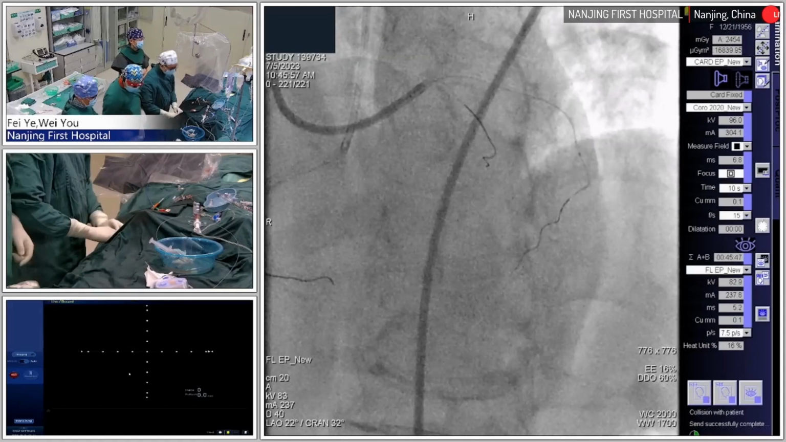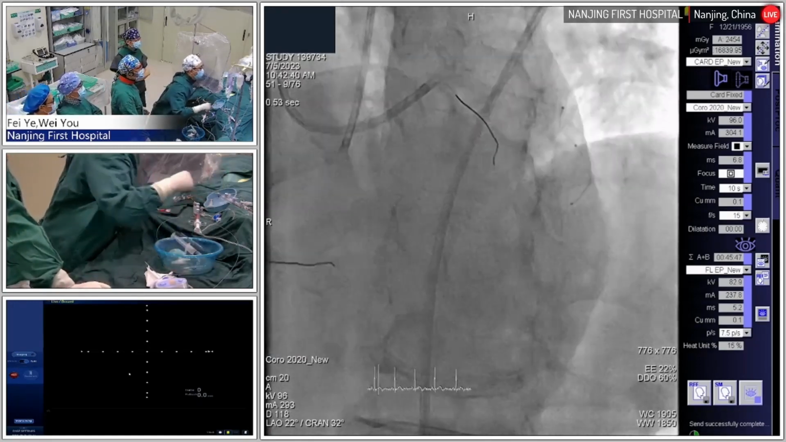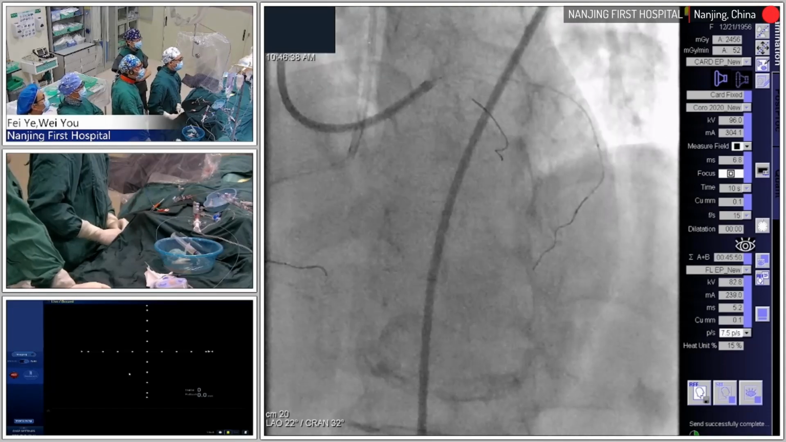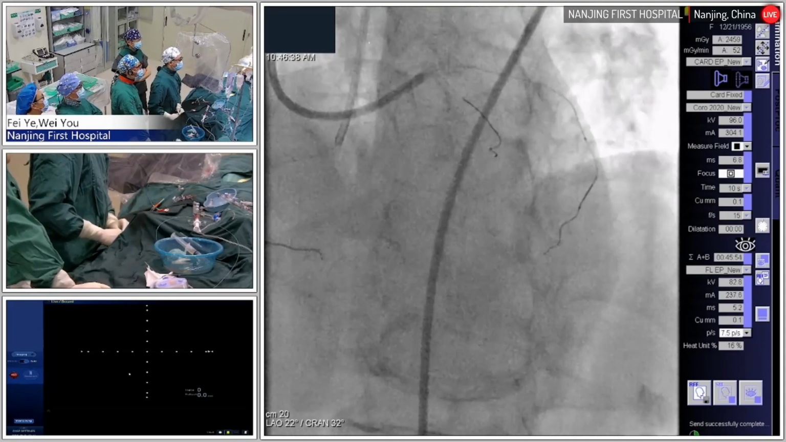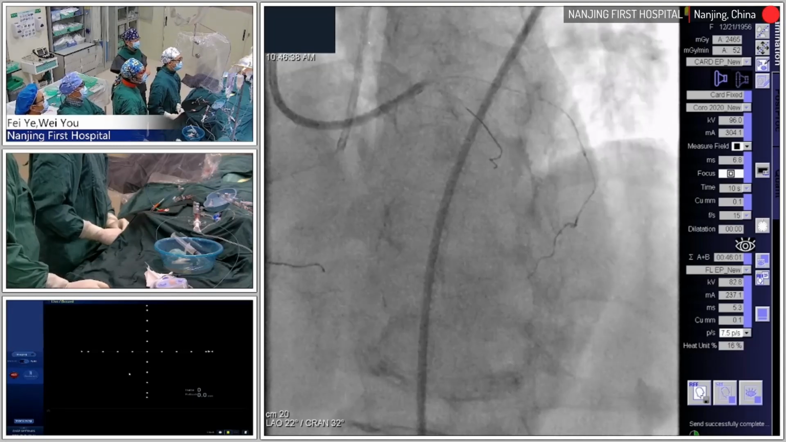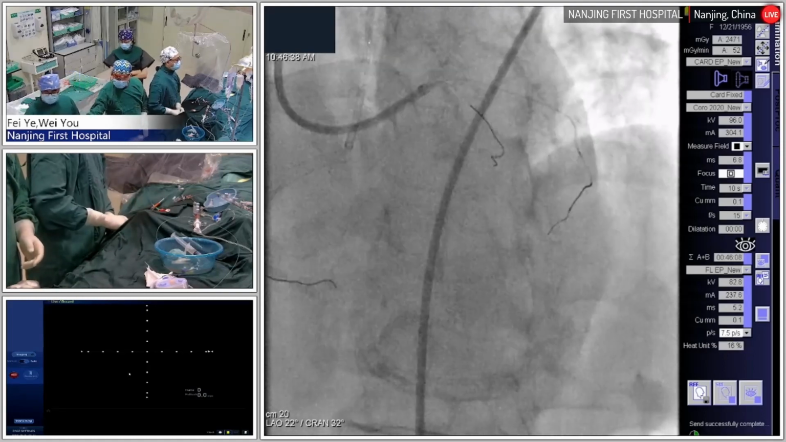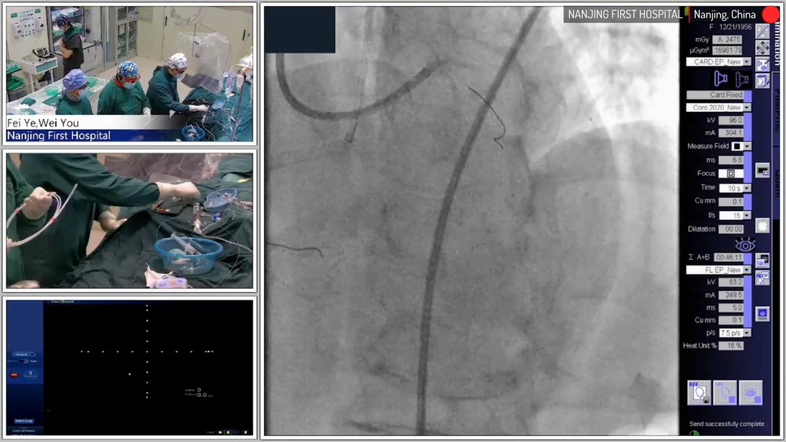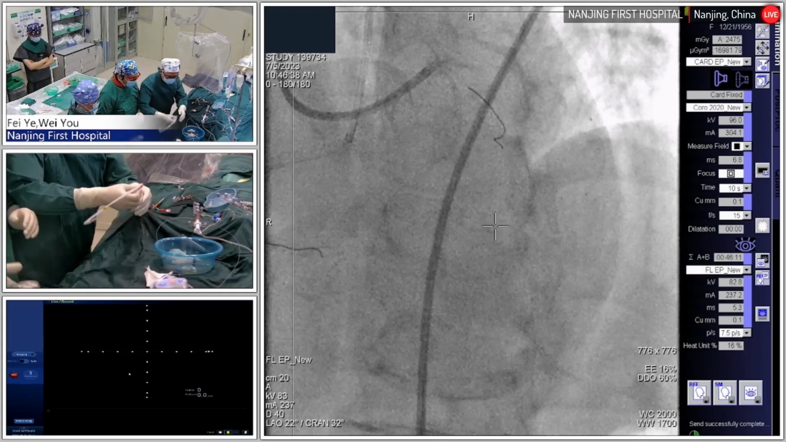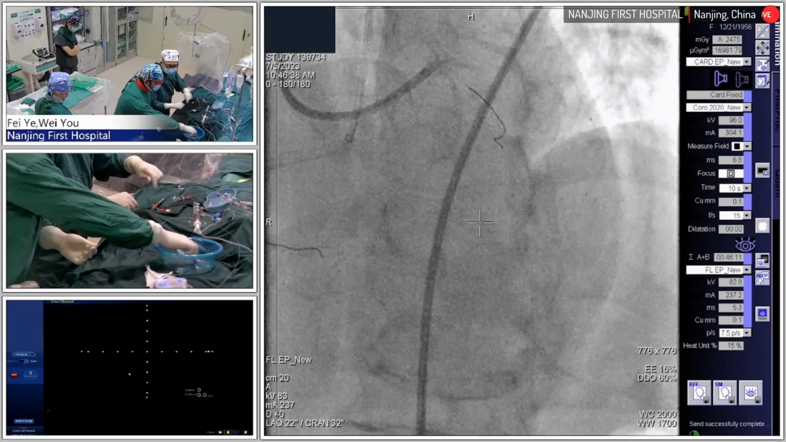Previous view, please. Maybe go to the distal one. Okay, I see. Change to a new one. It's over-rotation of the wire. Very tortuous. Remove this, a new one please. Maybe use the Sion 03 wire. Yes, it's a soft wire.